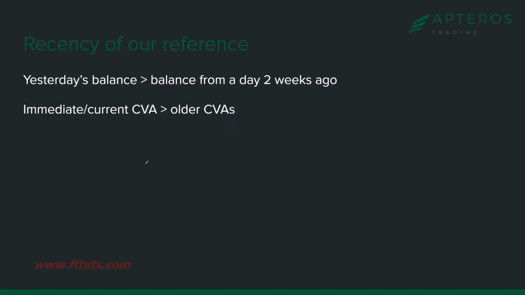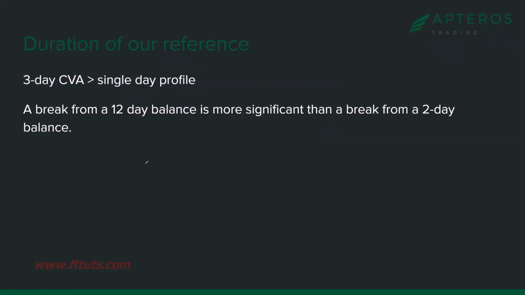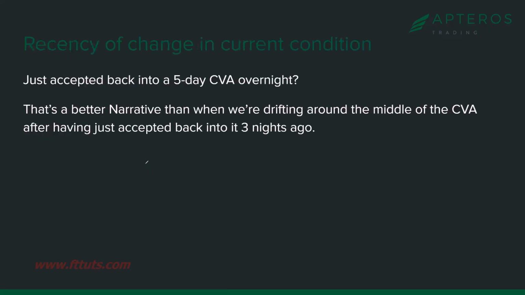Like we said, I may have actually covered all these slides now, before we get to them. Yesterday's balance is more important than a balance from 2 weeks ago. Our immediate CVA is more important than older CVAs. A 3-day CVA or a 2-day CVA is more important than a single day because it has a longer duration. More days comprise it. A break from a 12-day balance is more significant than a break from a 2-day balance. Again, recency in change of condition. The more recent, the stronger our narrative is.